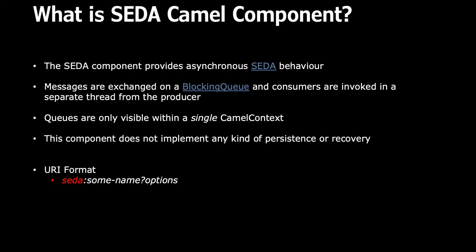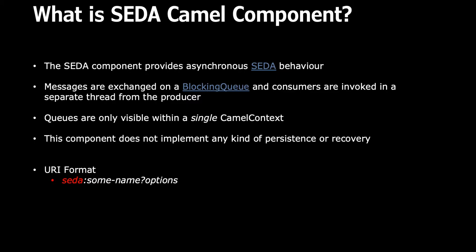So what is the SEDA Camel component? The SEDA Camel component provides asynchronous SEDA behavior. Messages are exchanged on a blocking queue and consumers are invoked in a separate thread from the producer. What it simply means is if you have a route, it will not block the processing of that route, because you can basically break your route and take half of the load and put it into an asynchronous queue.